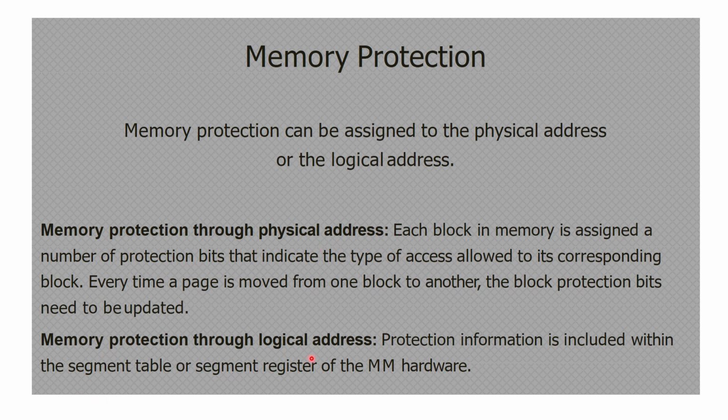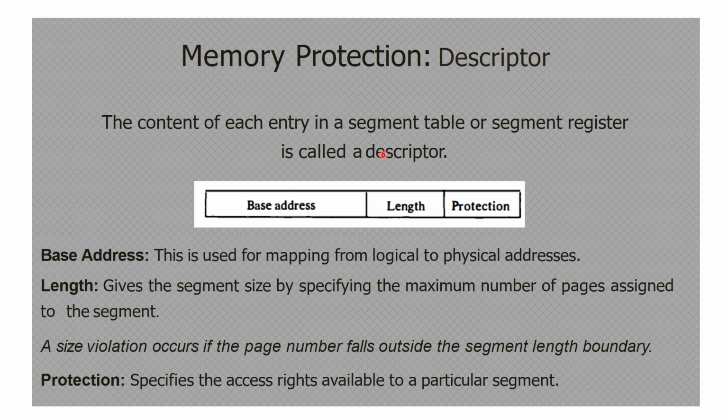Similarly, through the logical address, the protection information is included within the segment table or the segment register of the main memory hardware. Let's see what it means. There are three things which need to be checked. The content of each entry in a segment table or segment register is called a descriptor. So this is my descriptor. It has three things: the base address, the length, and the protection.